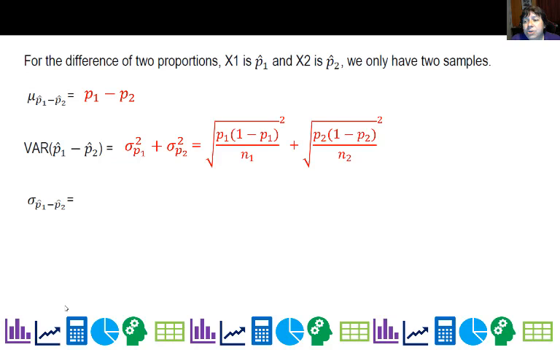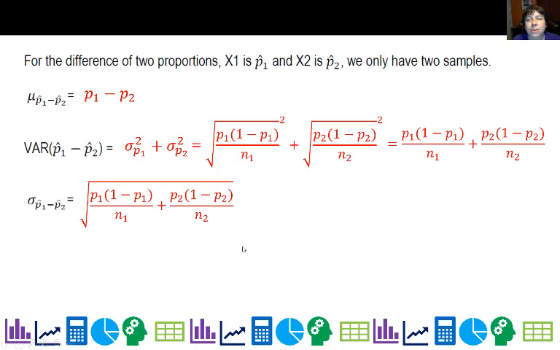Well, I can substitute in, because it's a proportion, I know what the standard deviation should be. So for sample 1, it should be whatever P1 is, times 1 minus P1 all over N1, take the square root, but I'm squaring it. And then the same thing for sample 2. So if I square it, that essentially gets rid of the square roots, and I have that. Then to get the standard deviation from the variance, we take the square root of that, and that gives us our formula.